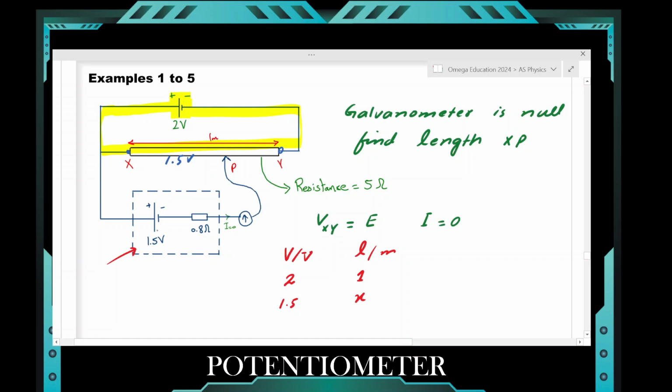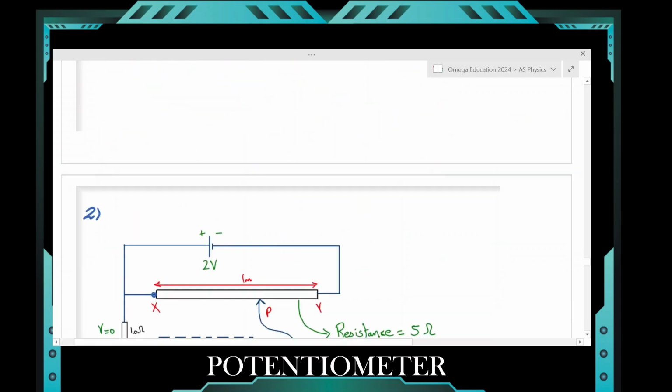Because the EMF of the battery is 1.5. And why should this one equal the EMF of the battery? Because the current is 0. And from there you simply cross multiply and you get the answer, 0.75 meters. So this is the first variation. Let's take a look at the other one.